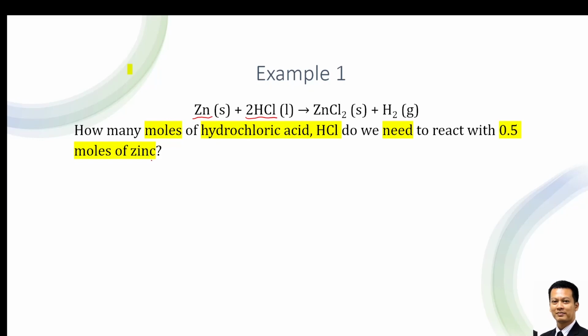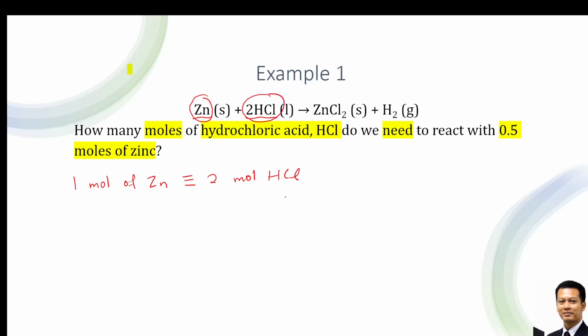For you to do this, you need to find out the stoichiometric relationship first. You write down 1 mole here first. This is from the equation: 1 mole of zinc needs 2 mole of HCl. That is from the stoichiometry, from the balanced chemical equation. So if you have 0.5 mole of zinc, how many moles of hydrochloric acid? Write down here.